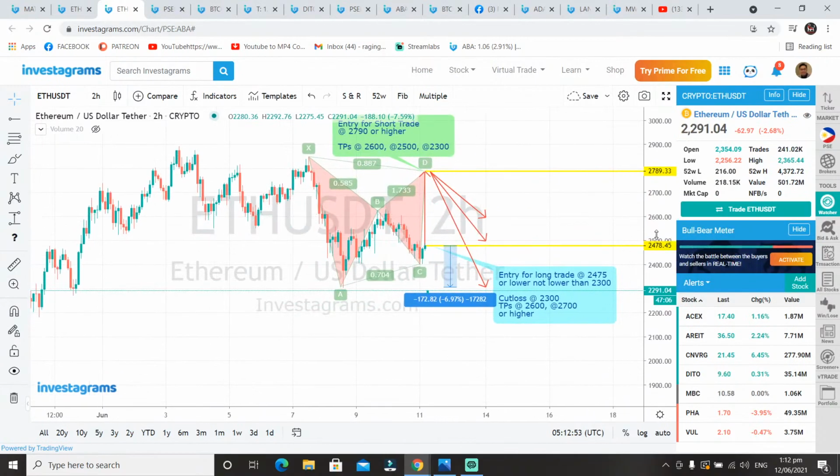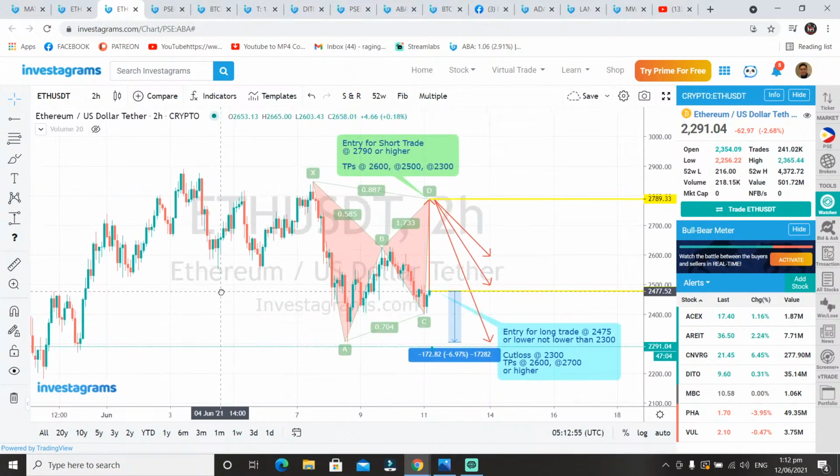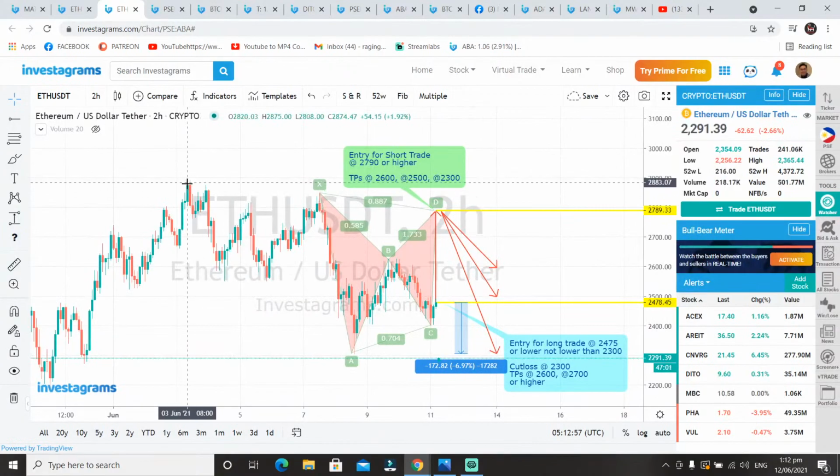And just like in our example previously, in our previous trade plan, our entry was at 27 something. Most of you entered at 28, okay, 2,800.